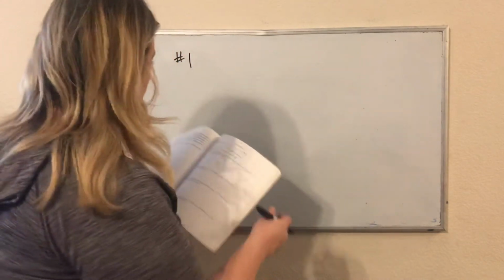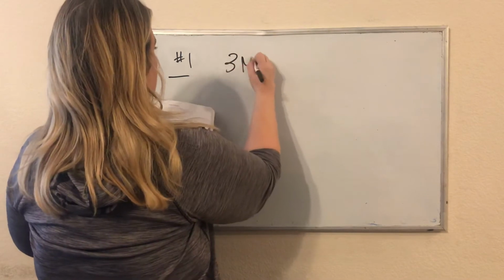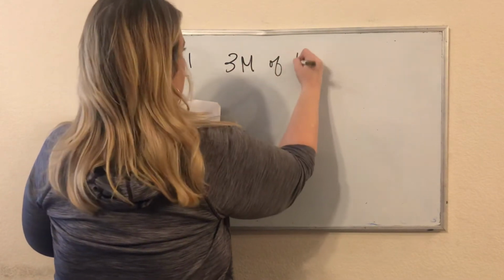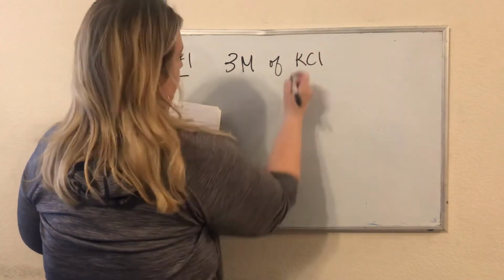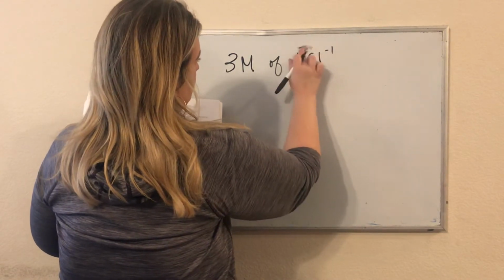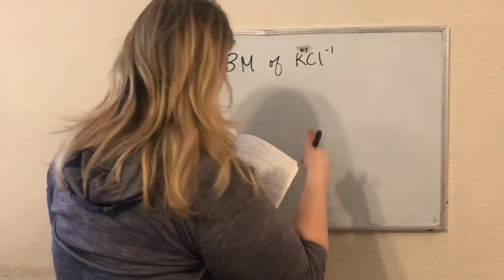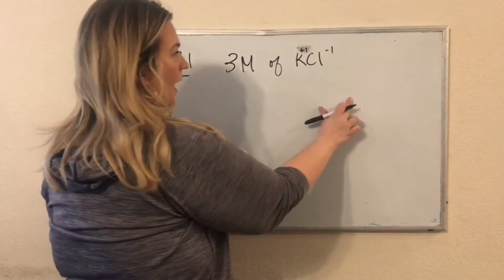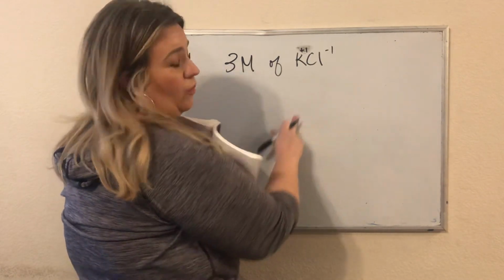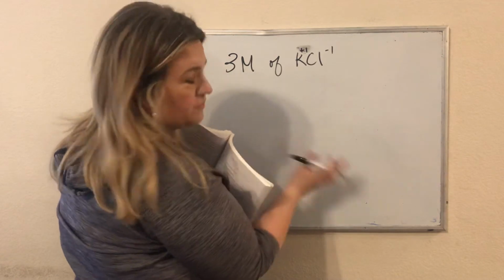So number 1, we know that we want a 3 molar solution of potassium chloride. Potassium is a +1 charge. Chloride is a -1 charge. So that's how you write that formula. That formula is good. So what we need to do now is figure out what the formula weight is of potassium chloride in grams per mole.